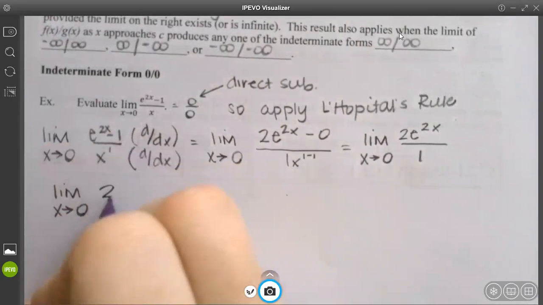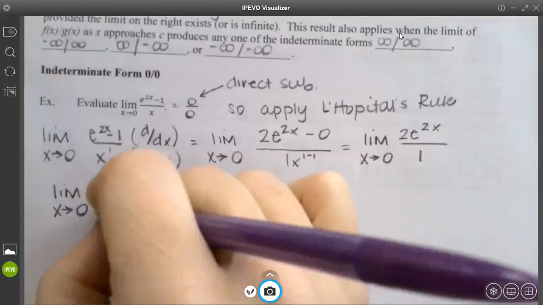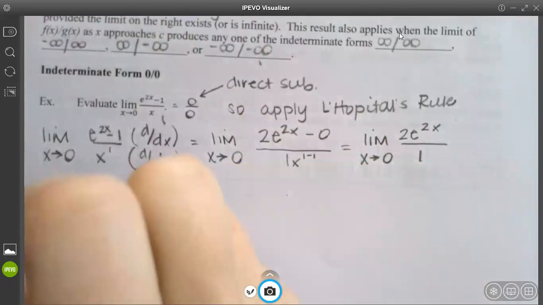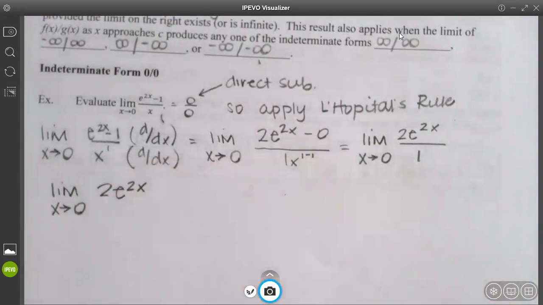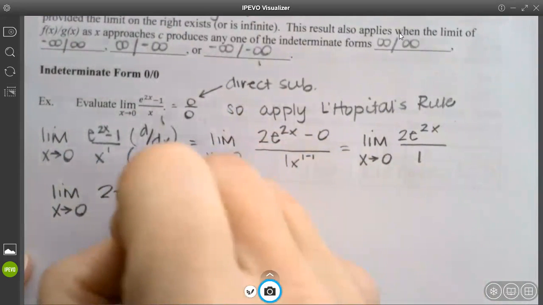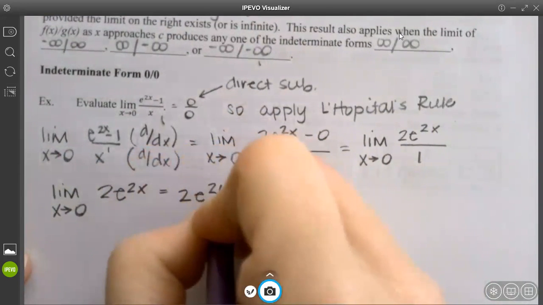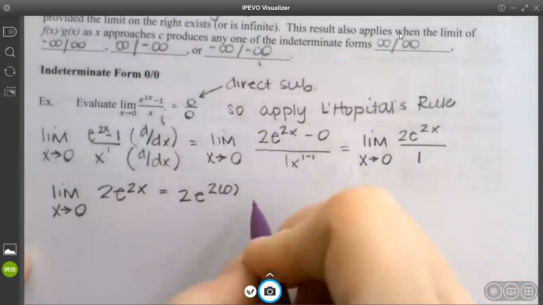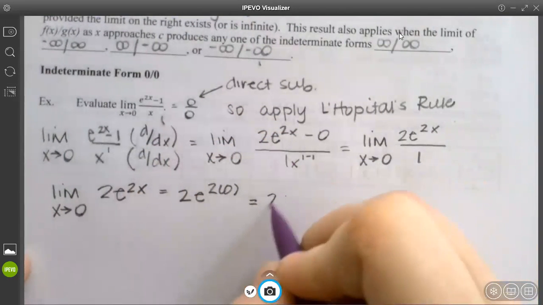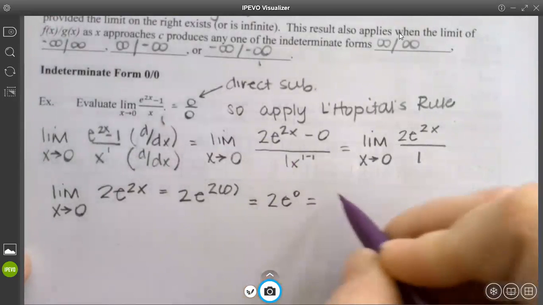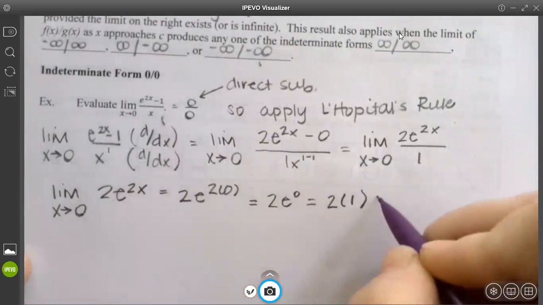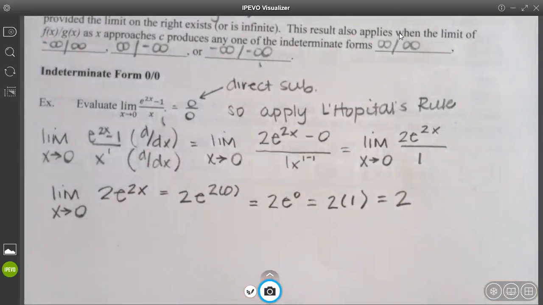So the limit as x approaches 0 of 2e to the 2x. Now we want to try to direct substitute and see if we get an indeterminate form or if we get an actual value. We're not going to get an indeterminate form because we don't have a denominator, right? Does everybody understand that? So plug it in. 2e to the 2 times 0. What's 2 times 0? Anything to the 0 power is 1. So our limit is 2.